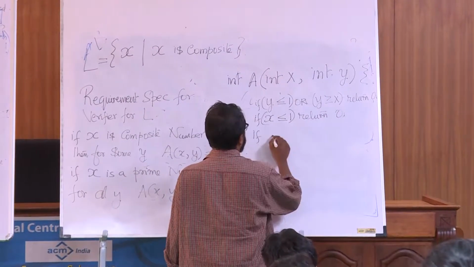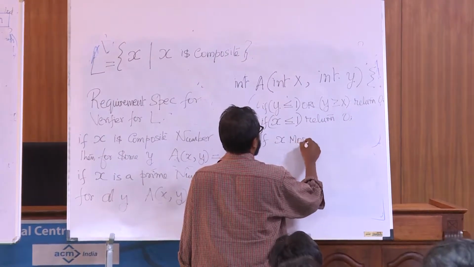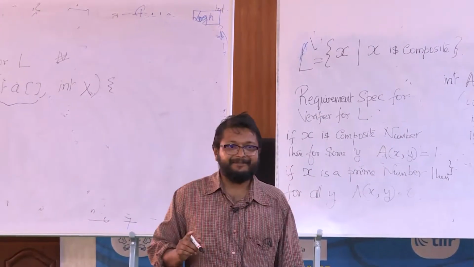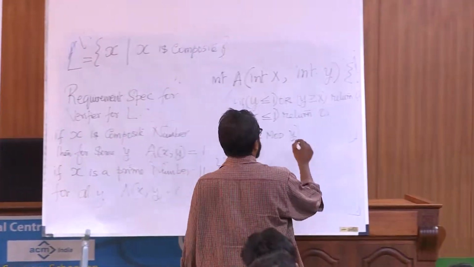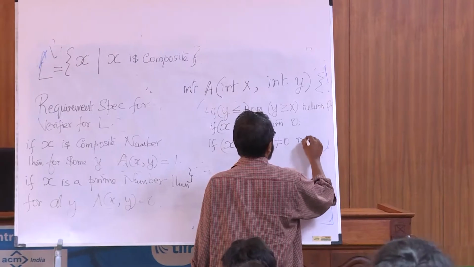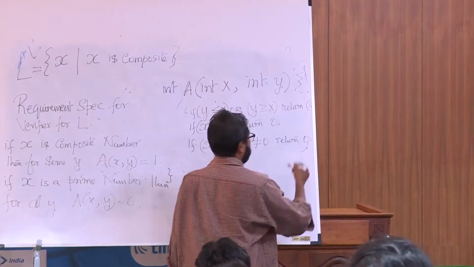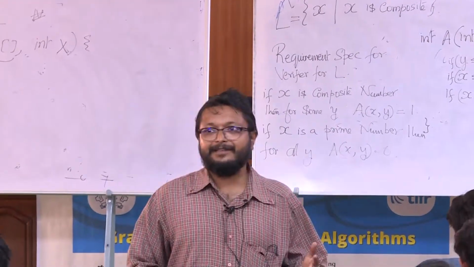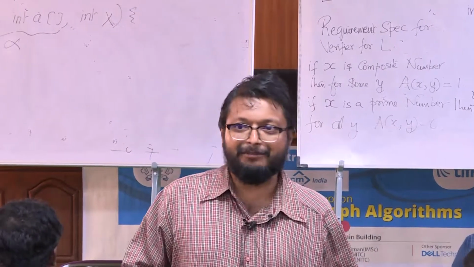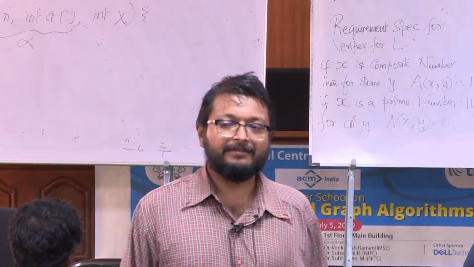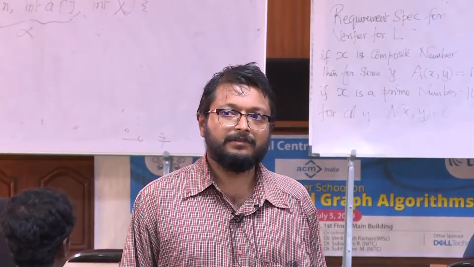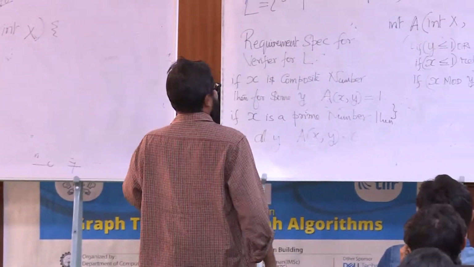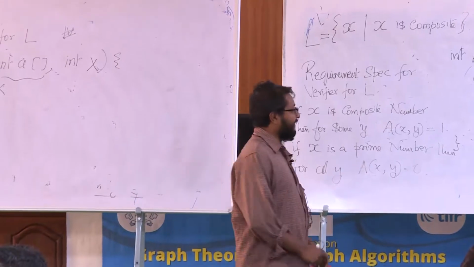If x mod y is not equal to 0, return 0. If y doesn't divide x, then you return 0, because even if the number is composite, your certificate is not proper. So this is divisibility. That's another way of writing whether x is divisible by y. Then I will return.